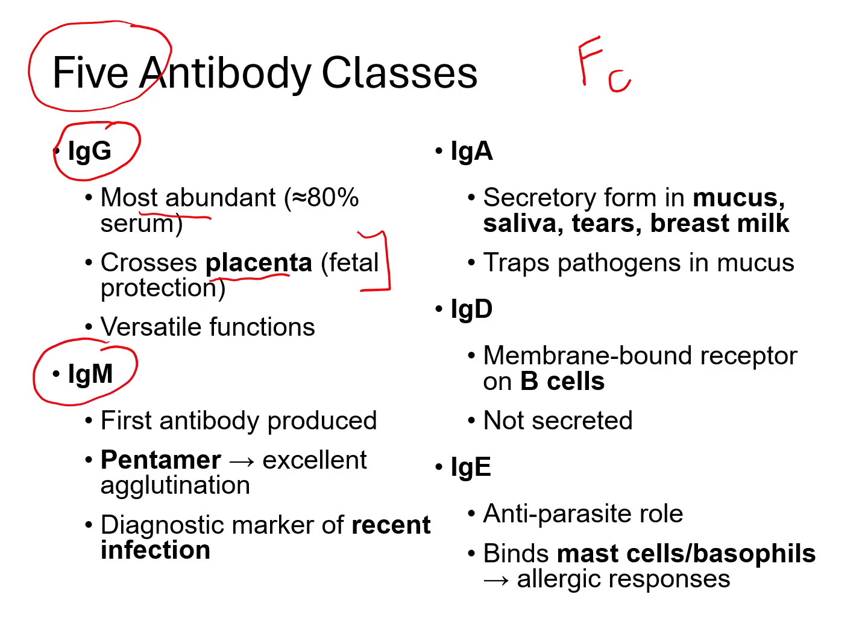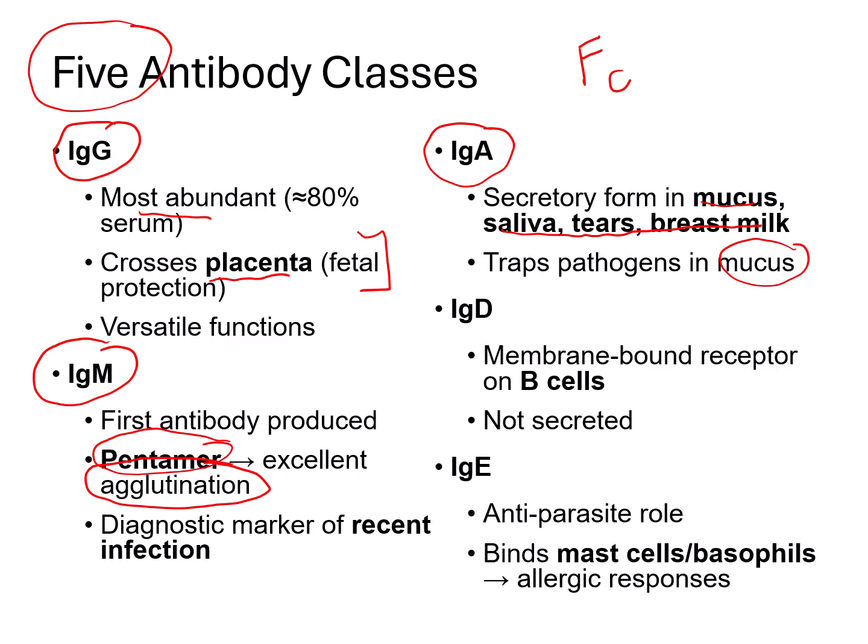IgM are the antibodies that are first produced, and we're going to see soon that they can produce a pentamer structure that makes it great to agglutinate pathogens, clump them all together. IgAs are found in our body secretions like mucus, saliva, tears, and breast milk, and it protects our mucosal surfaces.